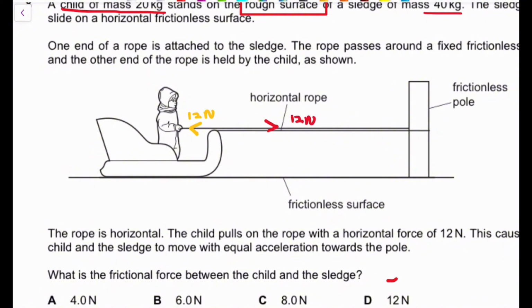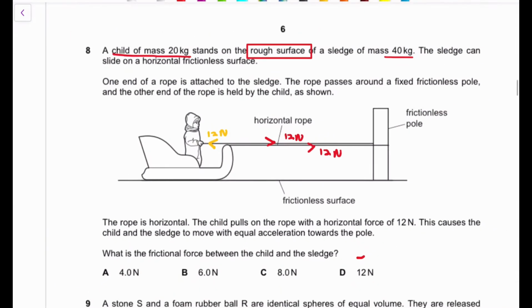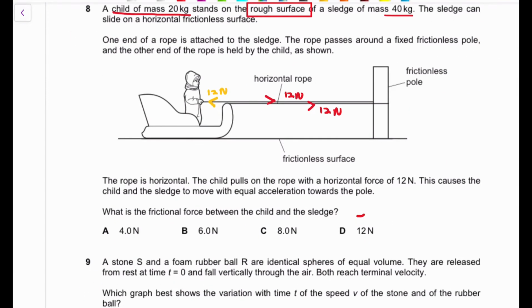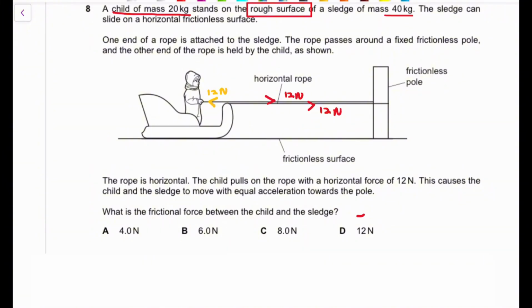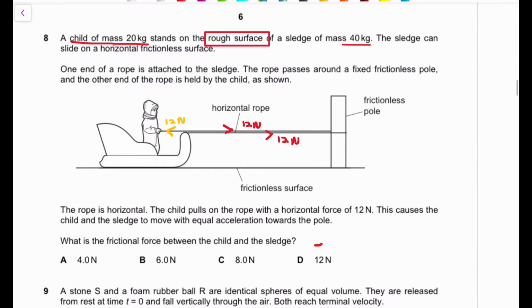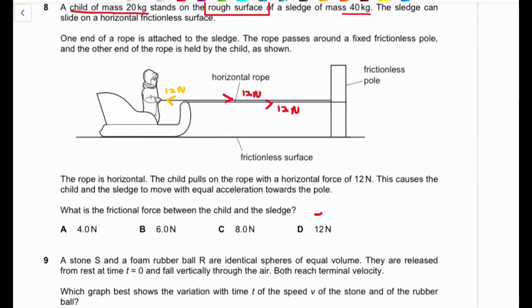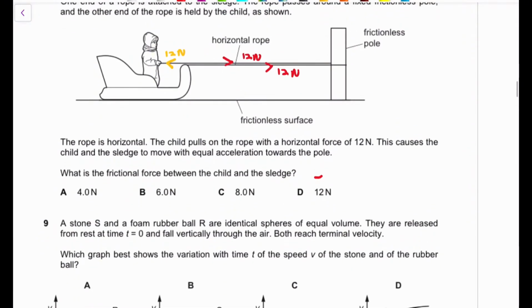We know that tension always acts in the same direction. It's the same rope, so the rope below is also going to have a tension of 12 newtons. So at least we agree that if the child exerts a force of 12 newtons, the rope is also going to exert 12 newtons moving forward. The question asks: what is the frictional force between the child and the sledge?